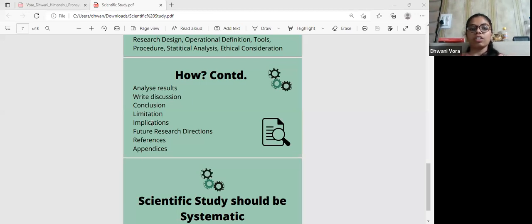Future research directions. Right now we spoke about self-efficacy, self-esteem and insomnia. In the future they can take hypersomnia. They can take social anxiety, weight loss, anything they can take. That is what will come in future research directions. What is the next step that they can take in this?